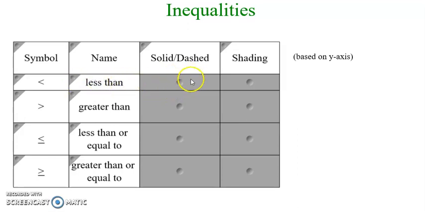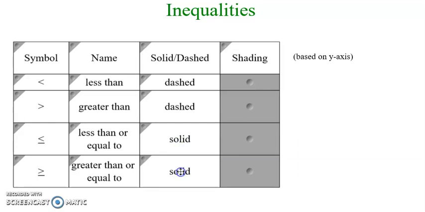And when we have less than or greater than, we have to put a dashed line, because that represents that there are no points on the line that fit in the inequality. If we pick a point on the line and use that value in our inequality, it makes the inequality false. But if we have or equal to for either of our inequalities, then we use a solid line, because any point on those lines is true in our inequality.